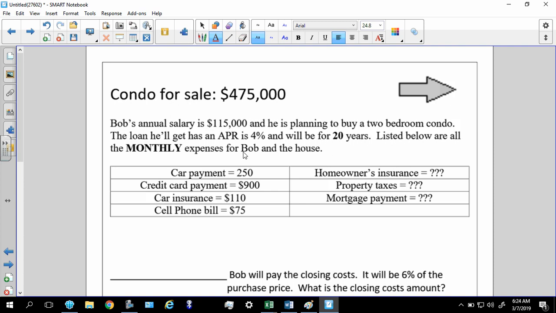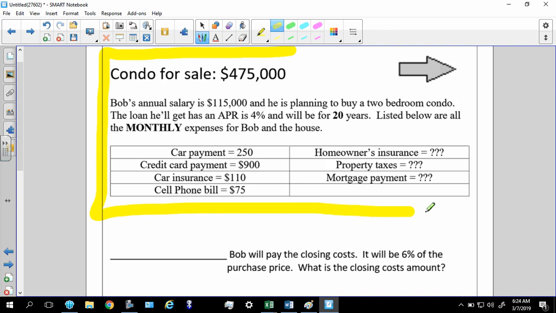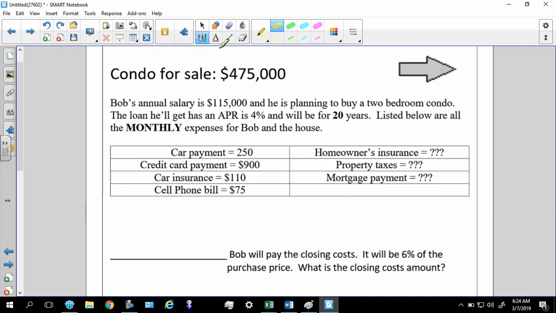All right. Now let's do a condo for sale. So Bob's annual salary is $15,000. All this information here is a bunch of stuff about Bob. We're not going to use it all at once, so please keep that in mind. Just use the information that the question's asking for. The very first thing we have is that Bob will pay the closing cost.